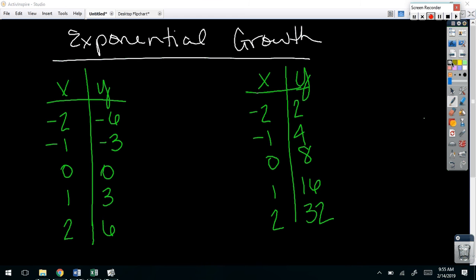All right, look at the first one and the second one. There's a big difference in the two as far as the pattern of the numbers. Tell me what you notice about the first.